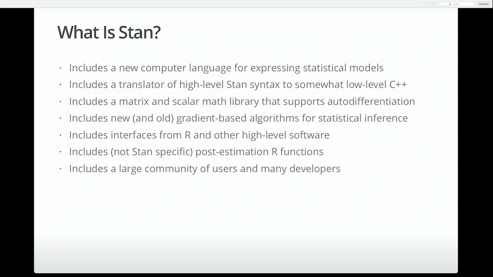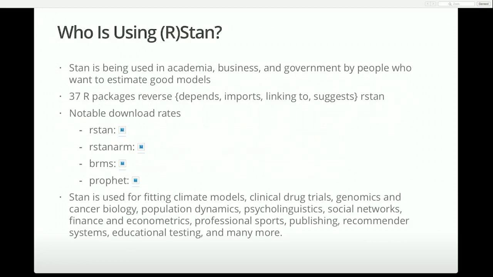You can implement new or old algorithms based on gradients for statistical inference. I'm particularly proud of the new ones for Bayesian inference, but you can do old stuff as well. It includes interfaces to Stan from R, other languages such as Python, Julia, etc. We have a bunch of post-estimation functions in various R packages to help you understand the output. And most importantly, Stan now includes a large number of users and a lot of developers too, who are going to be more than happy to help you out.